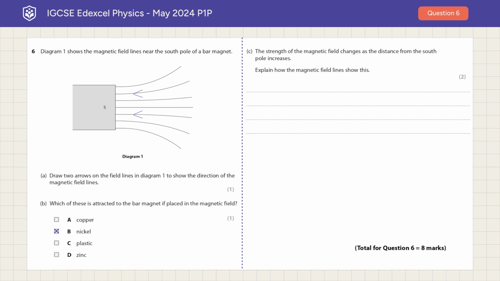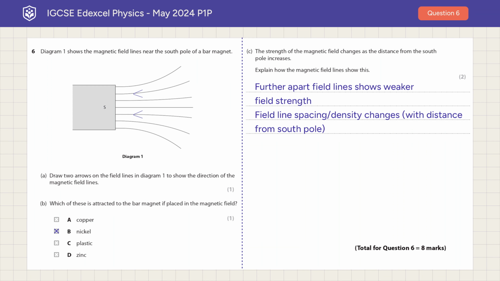Part C asks how the field lines show the strength decreasing with distance. The answer is that the field lines get further apart as the distance from the pole increases, indicating a lower field line density and a weaker magnetic field.